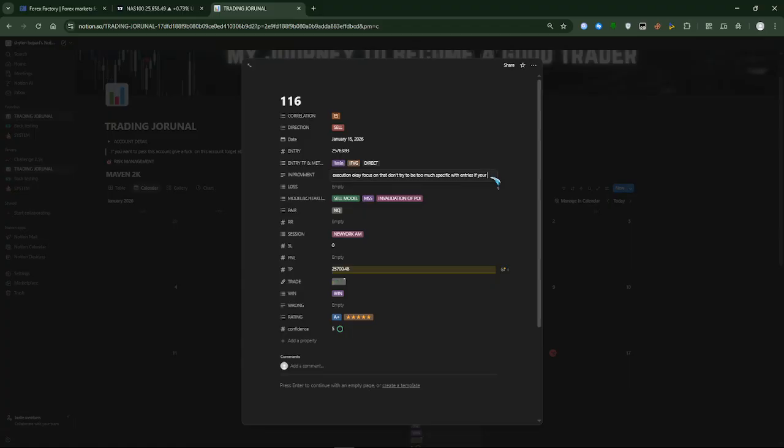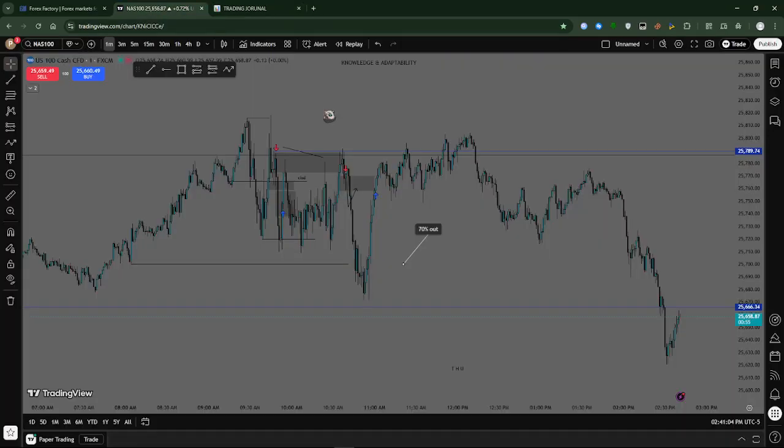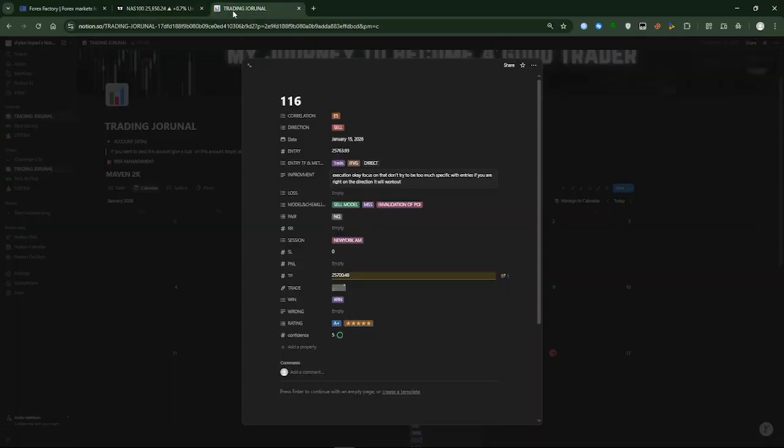If you are right on the direction, it will work out. If I'm right about the direction, right? If I was wrong about the direction that price will go here, I would definitely get stopped out. But if you are right about the direction of price going here, with understanding of liquidity, it will work out. Just like this. It did work out, right? So we're going to take more of these things anyway.